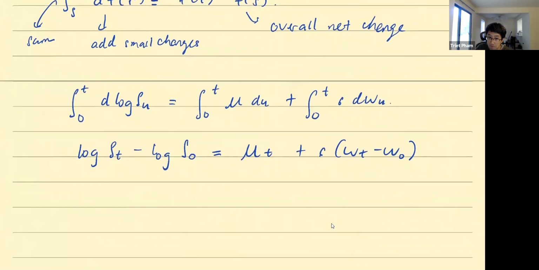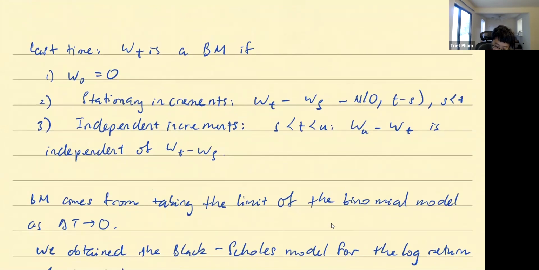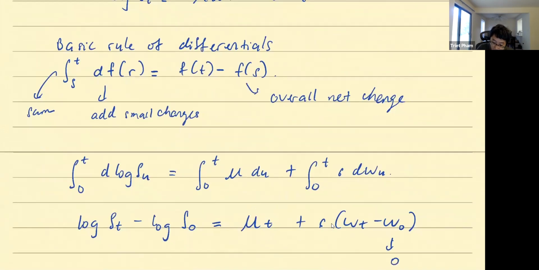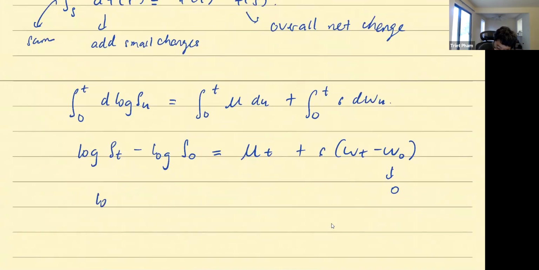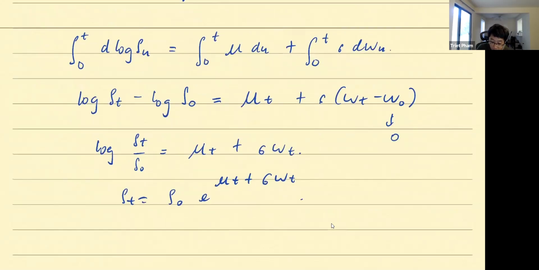Any question? Remember, W0 is 0. One of the basic rules of Brownian motion: always start at 0. So this will be log of St over S0 is mu times t plus sigma times Wt. This is natural log. So I get St is S0 e to the mu t plus sigma times Wt. So this is the model for the log price, the stock price model.